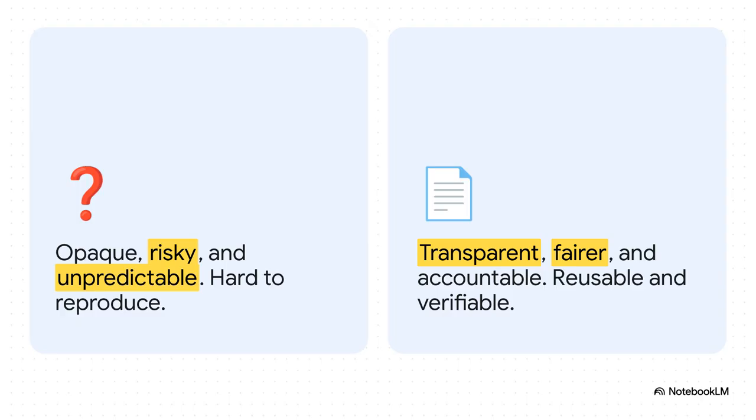I mean, the difference here is just night and day. Without a card, a model is completely opaque, it's risky. With one, suddenly it's transparent and accountable. We go from results that are basically impossible to reproduce to a system that the whole community can check out, verify, and build on top of. It's a total game changer.